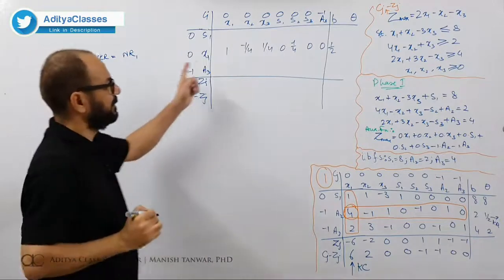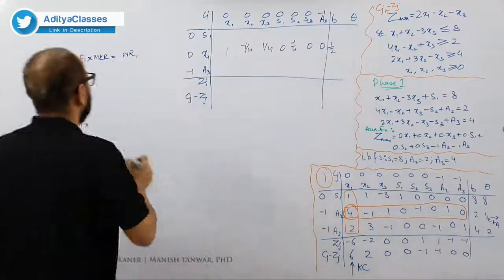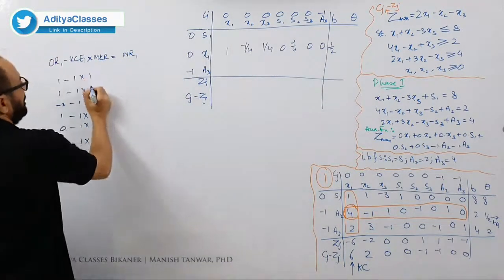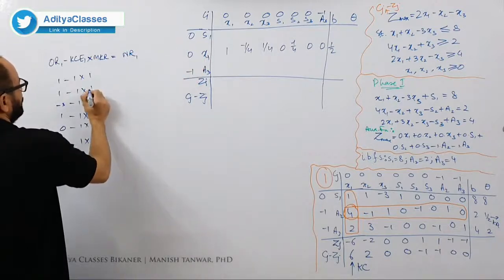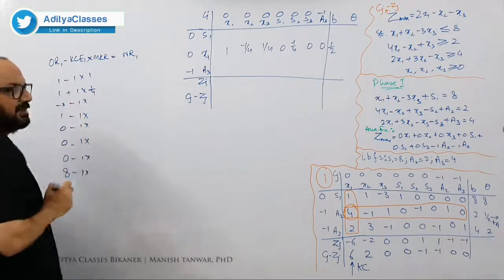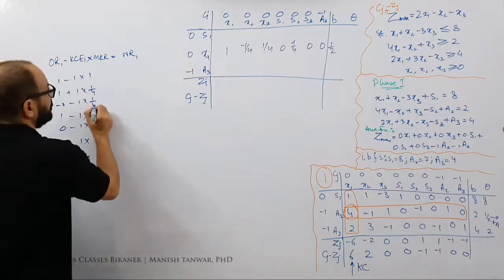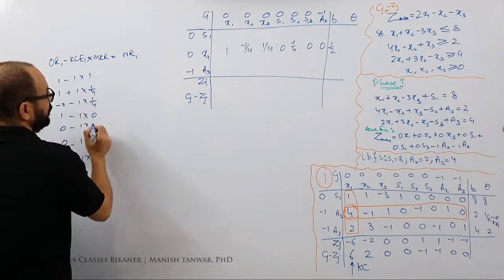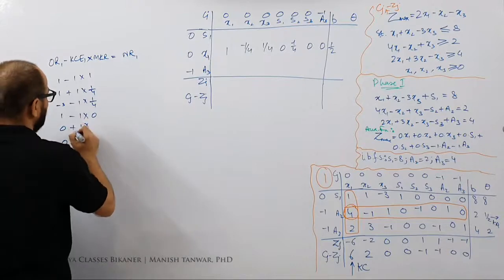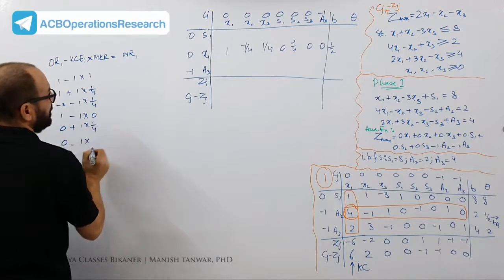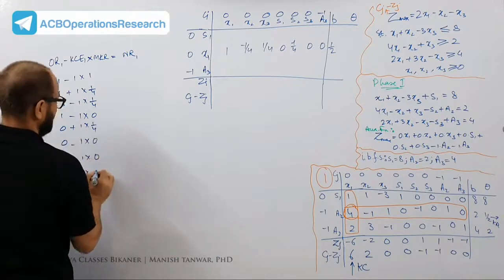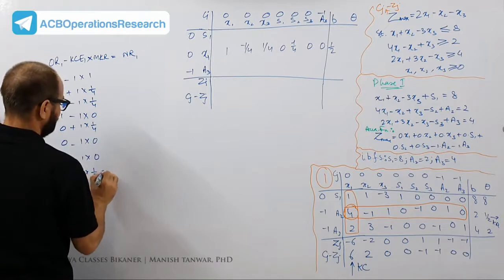Multiplied by the modified key row. Here is our modified key row. What is it? 1. Then it is minus 1 by 4. So, I will put a 1 by 4 over here and minus will come here. Then there is a 1 by 4. Then there is a 0. Then there is another minus 1 by 4. Minus 1 by 4. Then there are two zeros and finally there is a half.